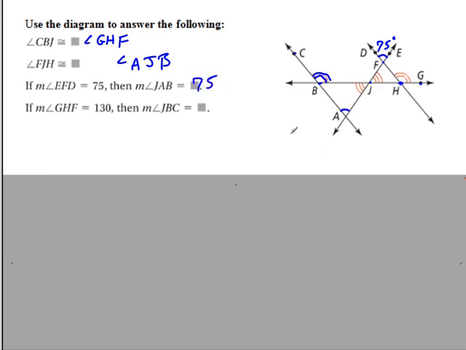How about GHF? Where is GHF at? Oh, we already marked that one. That's 130. It's saying JBC. Where's JBC? J to B to C. That's the one it's congruent to. Those are nice. Oh, those are like gimmies. They're the same, so we can say they're equal to each other, same angle. Very nice. All right.